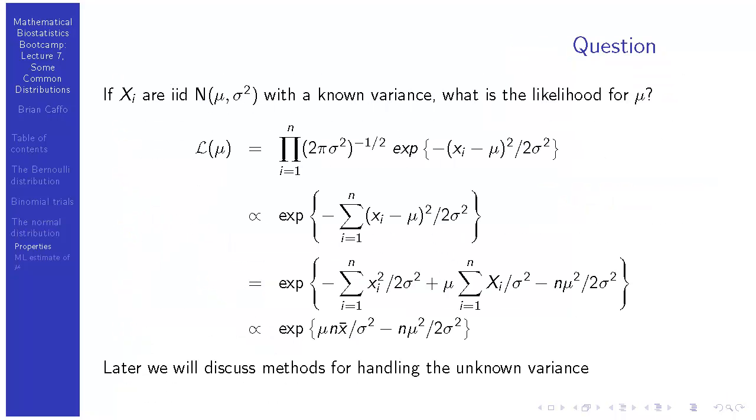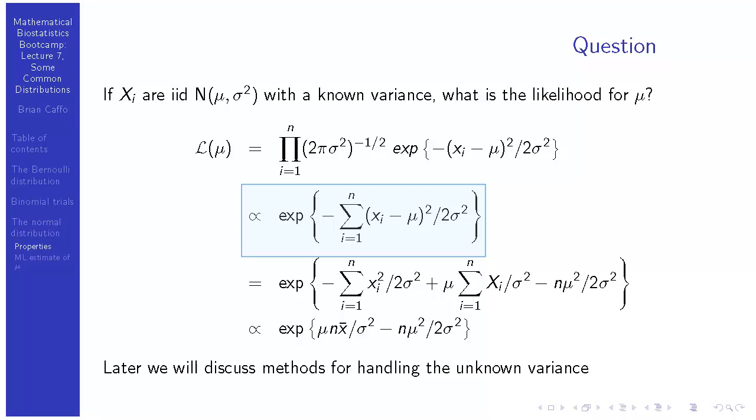Okay, let's talk about ML properties associated with normal random variables. If you have a bunch of IID normal mu sigma squared random variables, and let's assume you know the variance, so let's ignore the variance for the moment, then the likelihood associated with mu is written out right here. You just take the product of the likelihoods for each of the individual observations. And so you wind up with 2 pi sigma squared to the minus 1/2 e to the negative xi minus mu squared over 2 sigma squared.